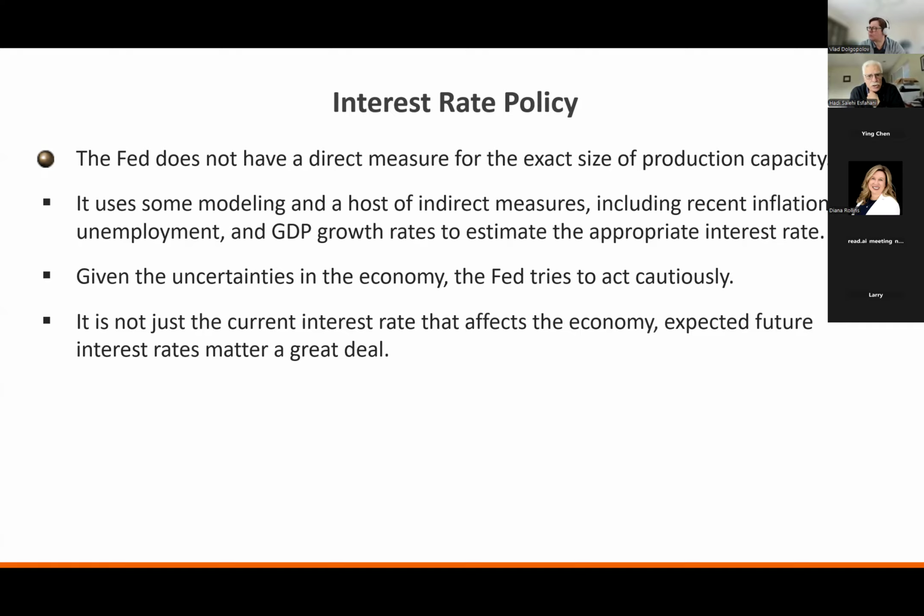And it's not just the current interest rate that affects the economy. Expectations of future interest rates also matter a lot. If the Fed cuts the interest rate right now and people think that this is not sustainable and the central bank has to raise interest rates again, sharper, down the road, that also may affect their decision about investment or exports or even consumption. So that needs to be taken into account.